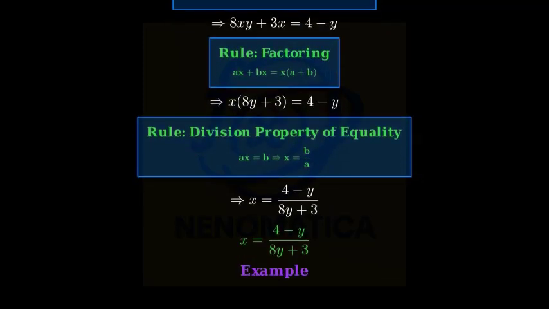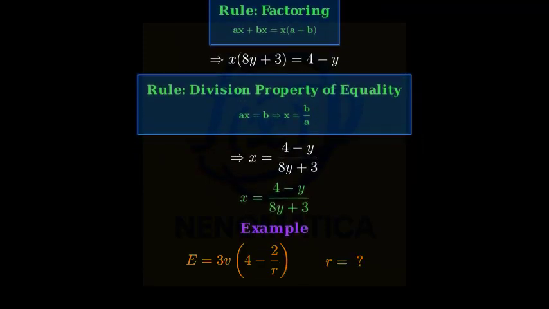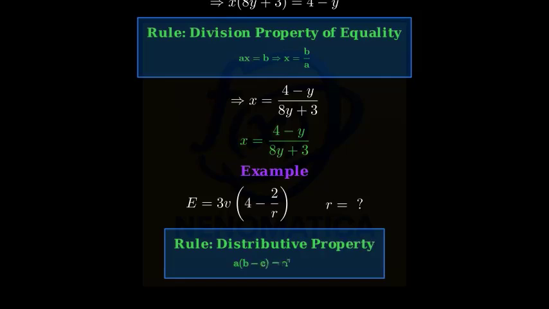Now, let's move on to our second example. In this second problem, we're given an equation E equals 3v times the quantity (4 minus 2 over r), and we need to solve for r. Let's follow the step-by-step solution.